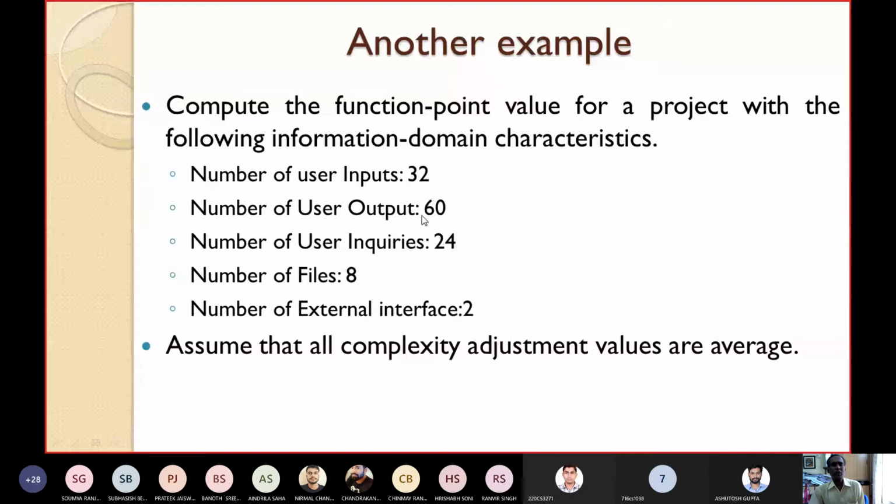There are 60 user outputs, 24 user inquiries, 8 external files and 8 internal files, 2 logical files, 8 logical files and 2 interfaces. It is given that all the complexity adjustment values are average or medium.